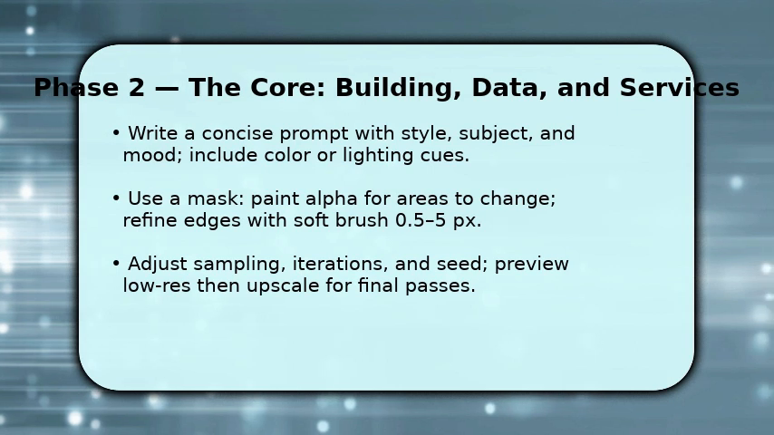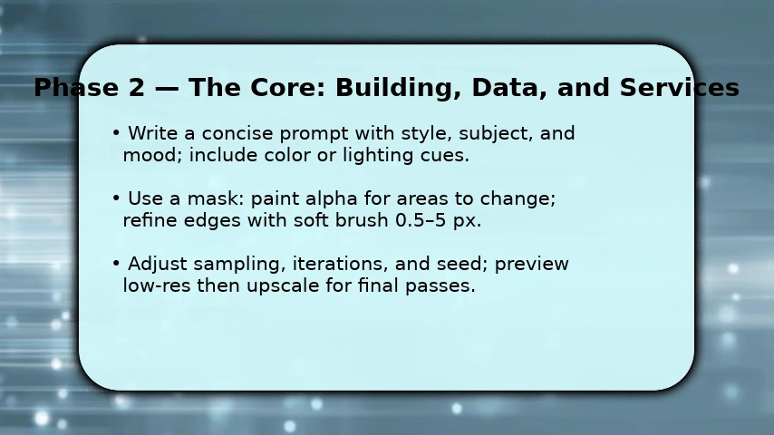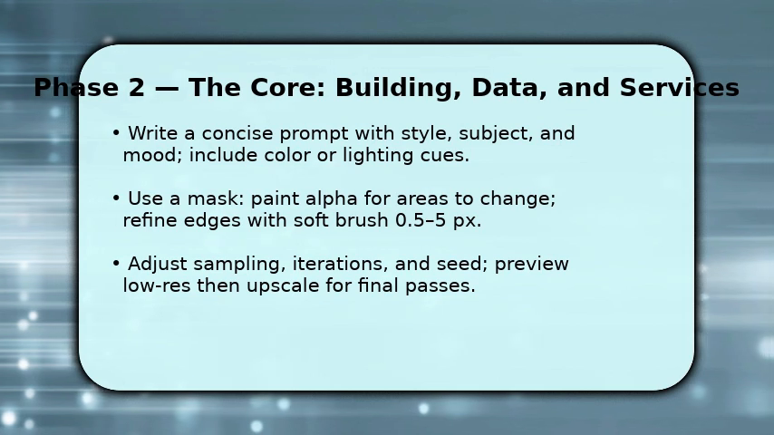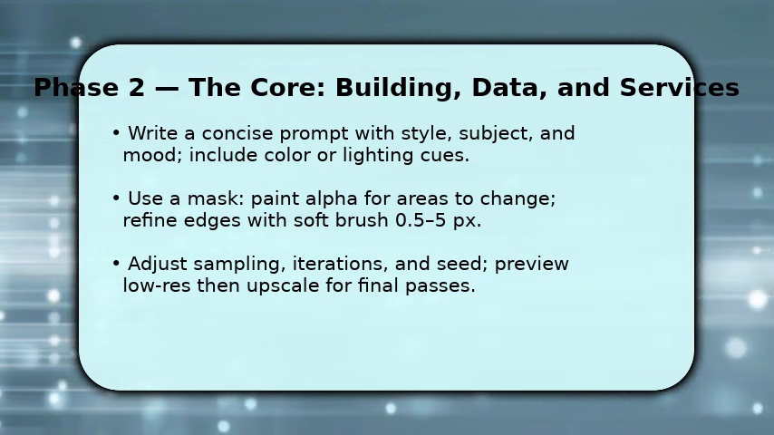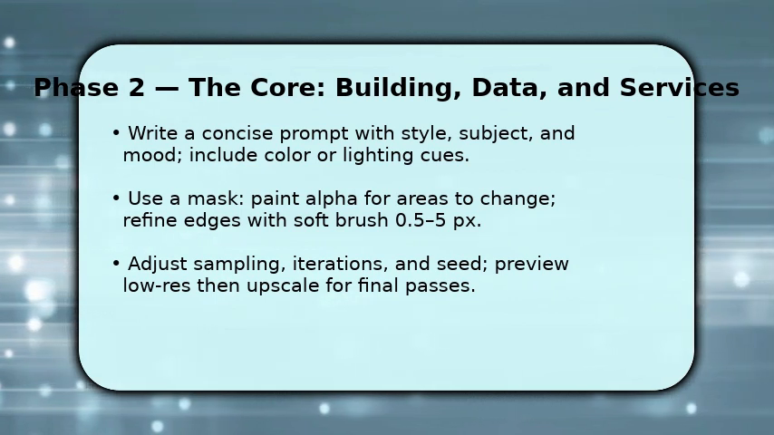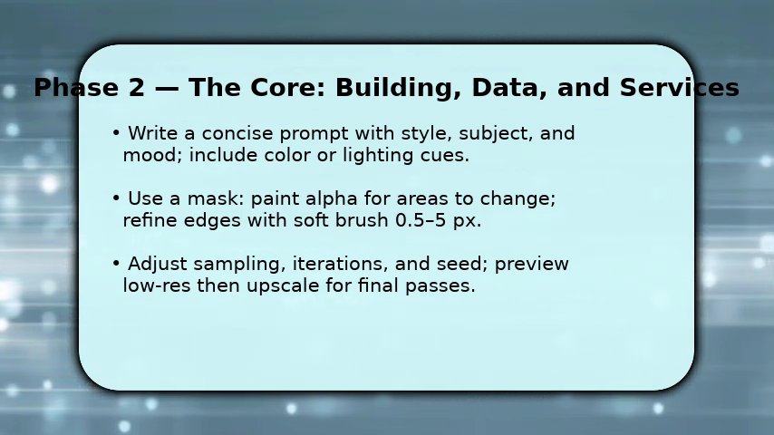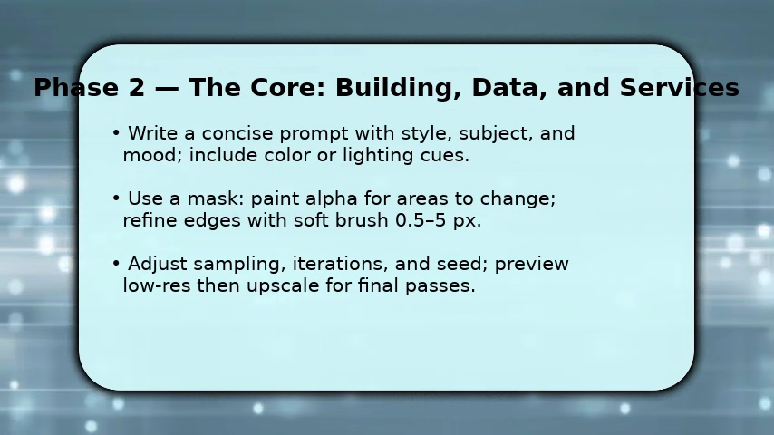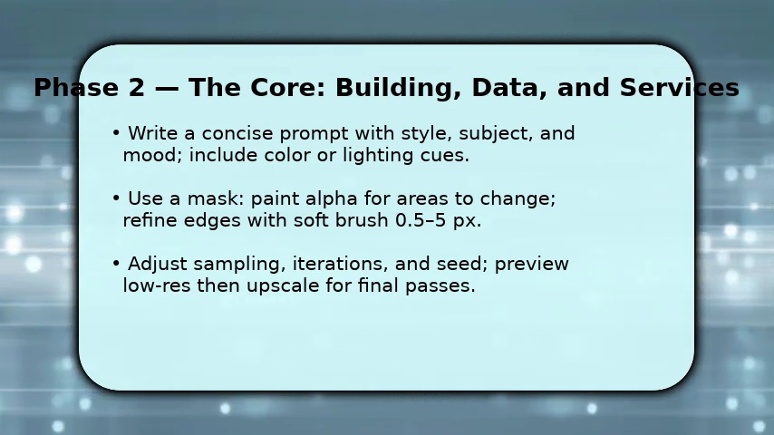Once done, paint a mask on the layer. White to allow changes, black to protect. Refine edges with a soft brush set between 0.5 and 5 pixels. Then set sampling iterations and a seed. Run a low-resolution preview first to iterate quickly, and only upscale when satisfied with composition and tones.